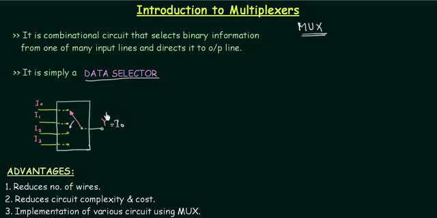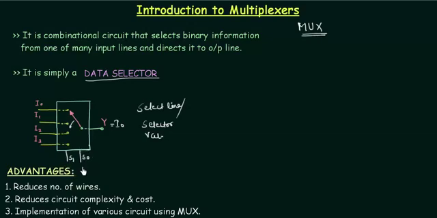Now there must be one question arising in your mind: how is this dialer moving, how is one of these 4 inputs being selected? It is done by a select line, or we also call it a selector variable. In this case, when we have 4 inputs, 2 selector variables are required, that is S0 and S1. S0 is the LSB of the selector variable and S1 is the MSB.